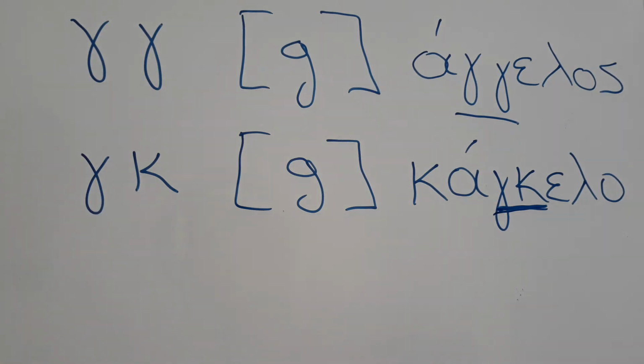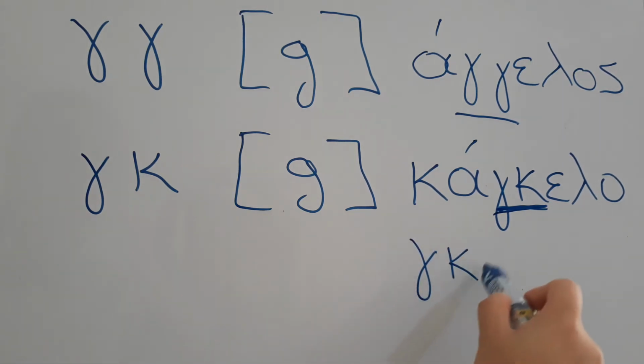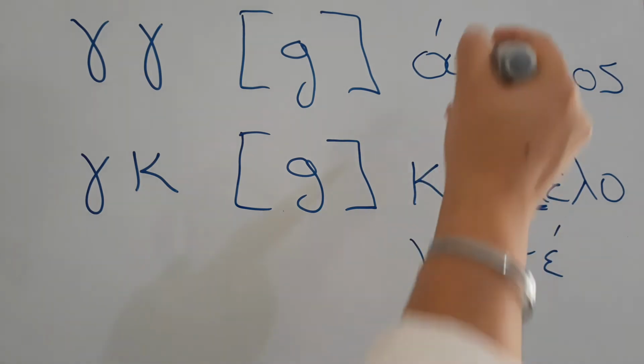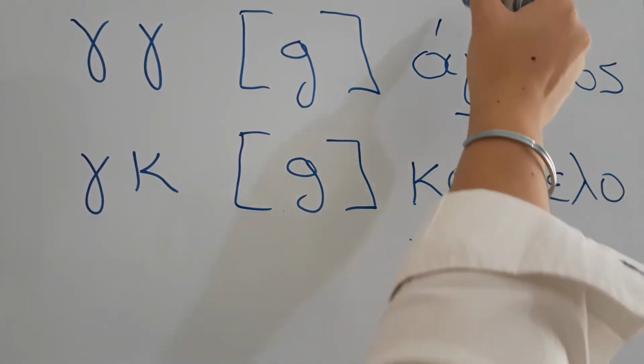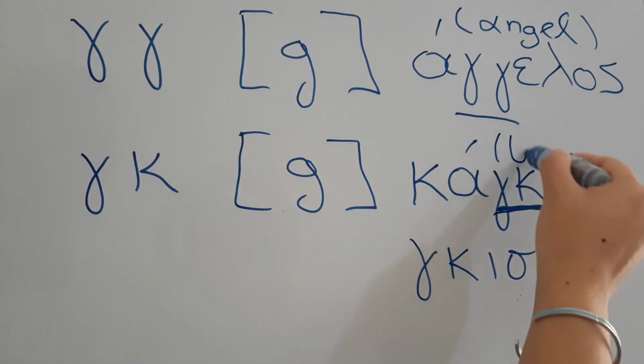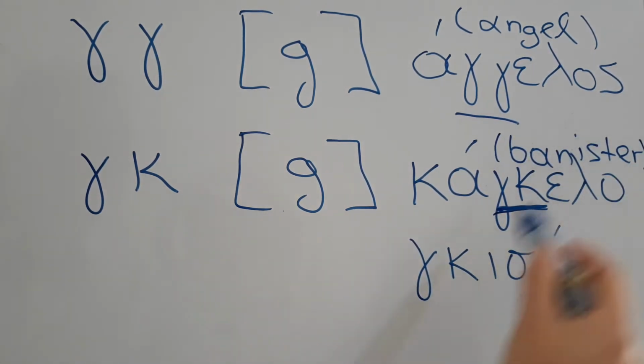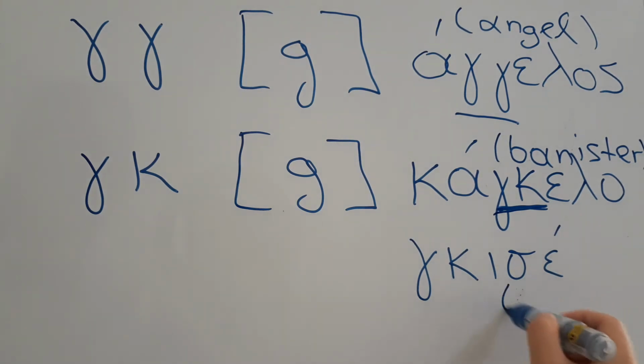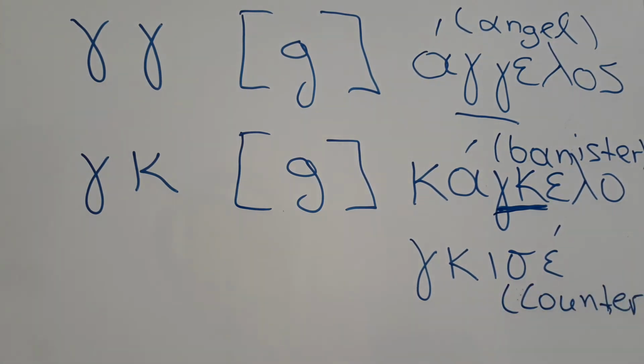This cluster of consonants, you can find it in the middle of the words and also in the beginning of the words. For example, the word gise. I forgot to say the meanings of the words. This means angel, angelos, angel. This one, banister, kangelo, and this one, counter. Unfortunately, there is no rule to choose between these two. You have to memorize the spelling.